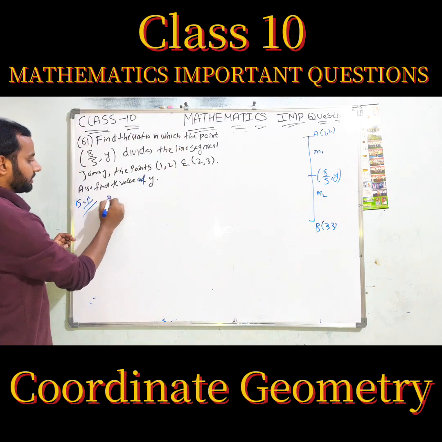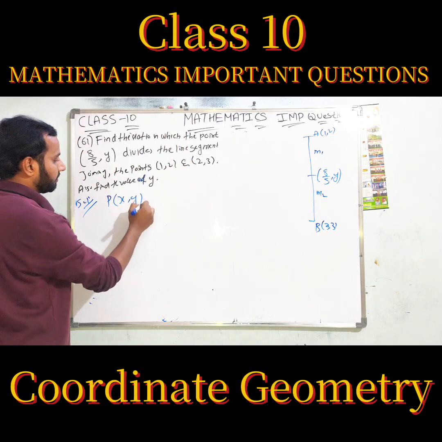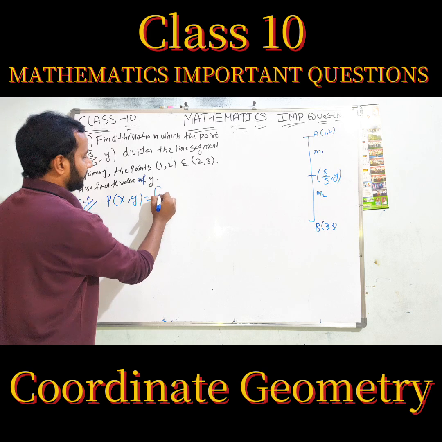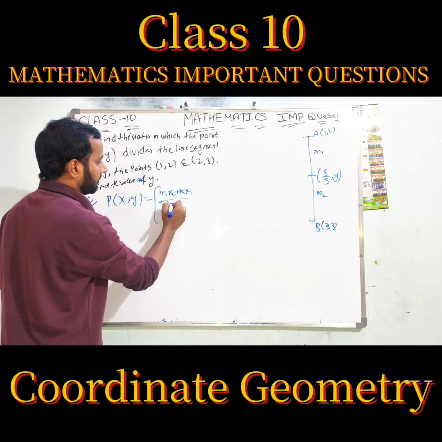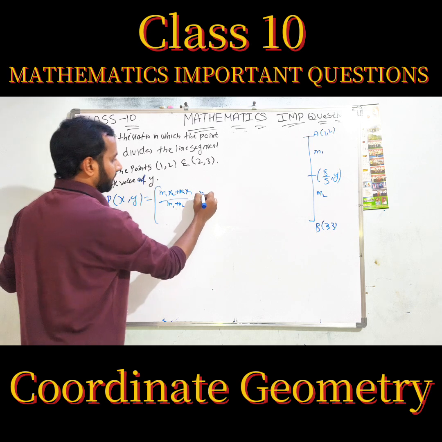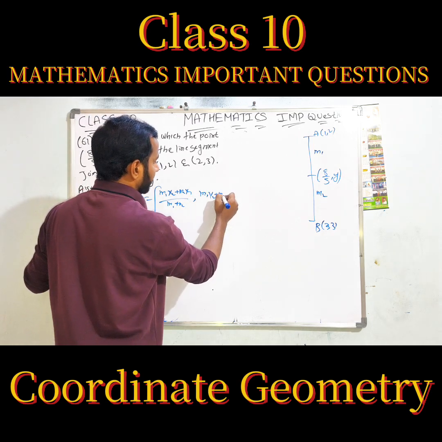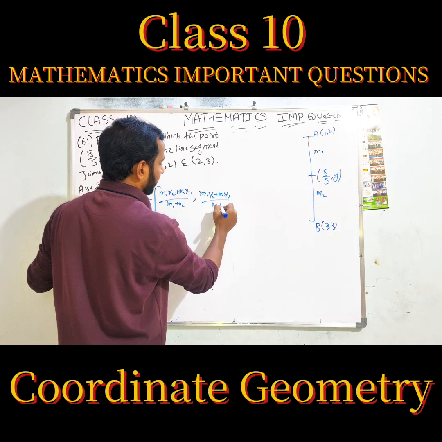Let us substitute P of (x, y). What is your section formula? (m1 x2 plus m2 x1) divided by (m1 plus m2), comma, (m1 y2 plus m2 y1) divided by (m1 plus m2).